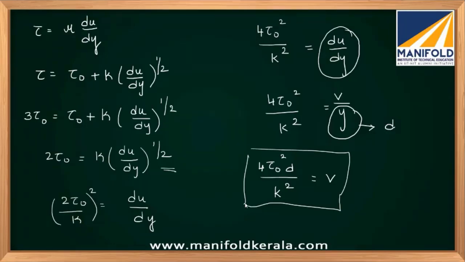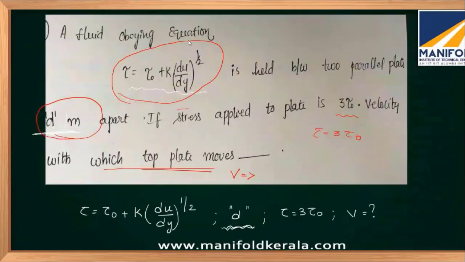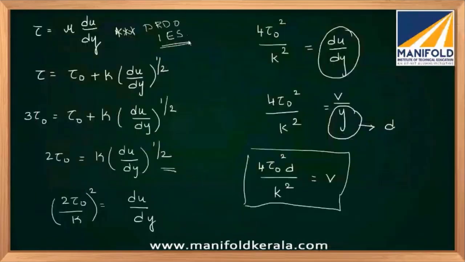This is also based on the viscosity concept. This was a model question from the DRDO exam as well as the IES exam. The question is very clear. He gave a fundamental equation. In that equation, the shear stress to be applied onto the plate is tau naught. That is what we are substituting, and the distance between the plates is d. This is the final answer. Velocity v equal to 4 tau naught square d by k square.